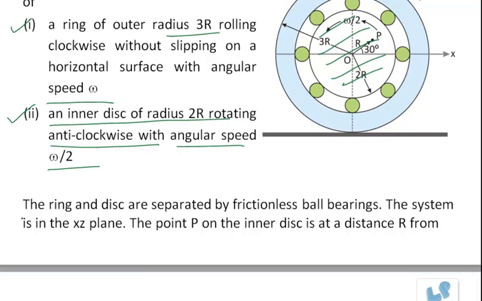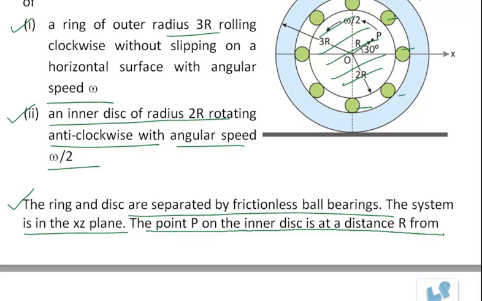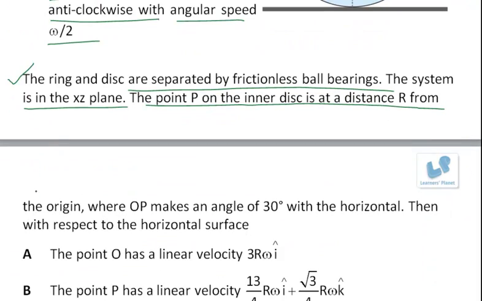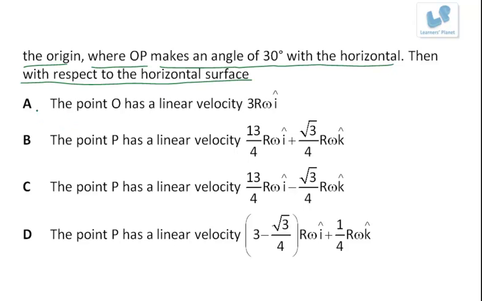Now the ring and disk, they are separated by frictionless ball bearing. So these are frictionless ball bearings. The system is in the XZ plane. The point P on the inner disk is at a distance r from the origin, where OP makes an angle of 30 degree with the horizontal. Then with respect to the horizontal surface, we have to find out which of the following options is or are correct. You can have more than one option correct.